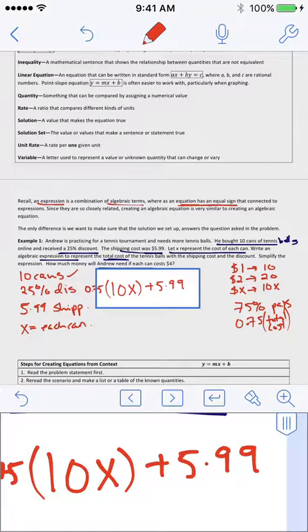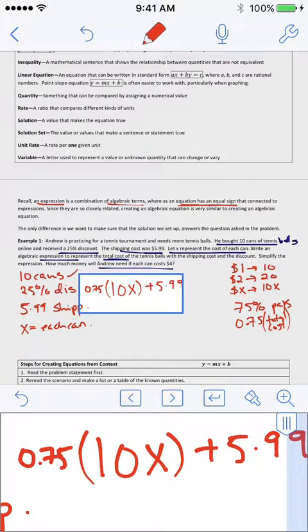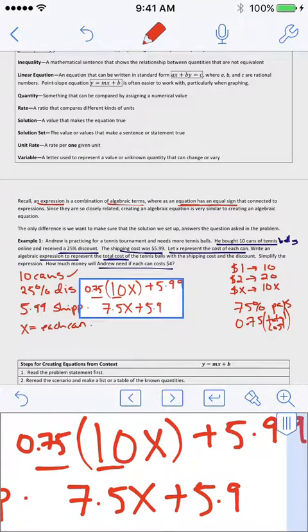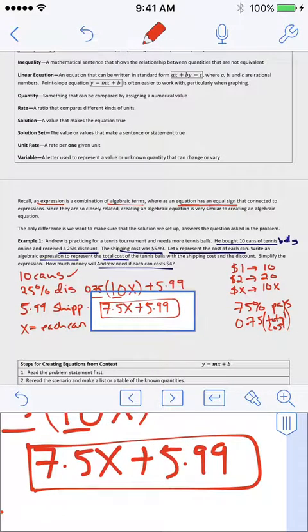Let's go ahead and simplify this a little bit. Simplify it just a little bit. So looks like I can combine these two guys. So I have 7.5x plus $5.99 is what Andrew is going to pay for x cost of each can. Right? So if they end up being like $2, I can plug in 2 and I'll find out how much he's paying. Alright, any questions at all, make sure you pause, and then we'll answer the second question.